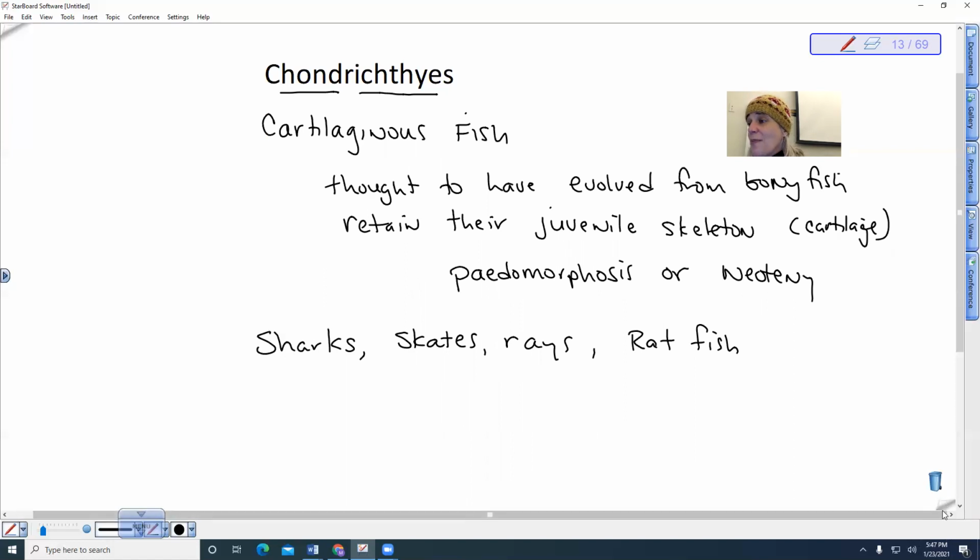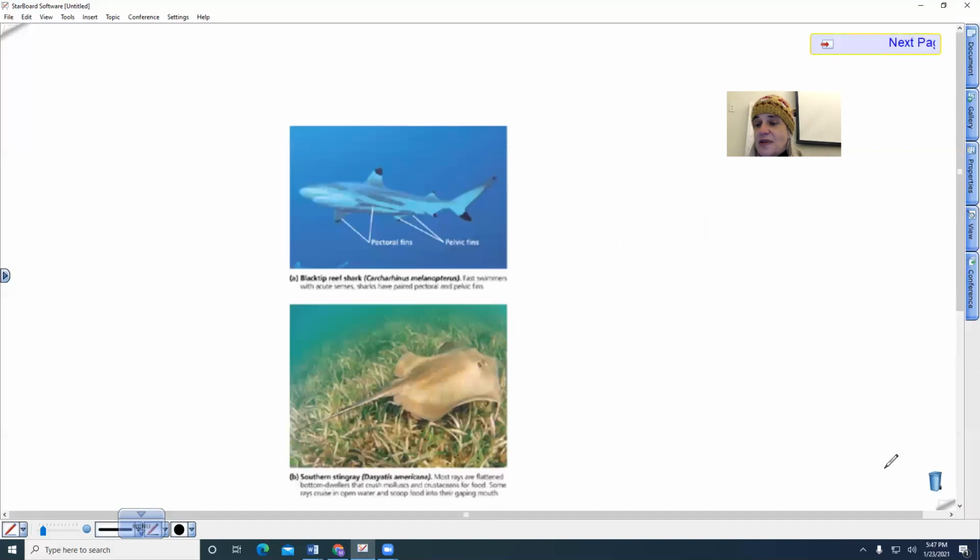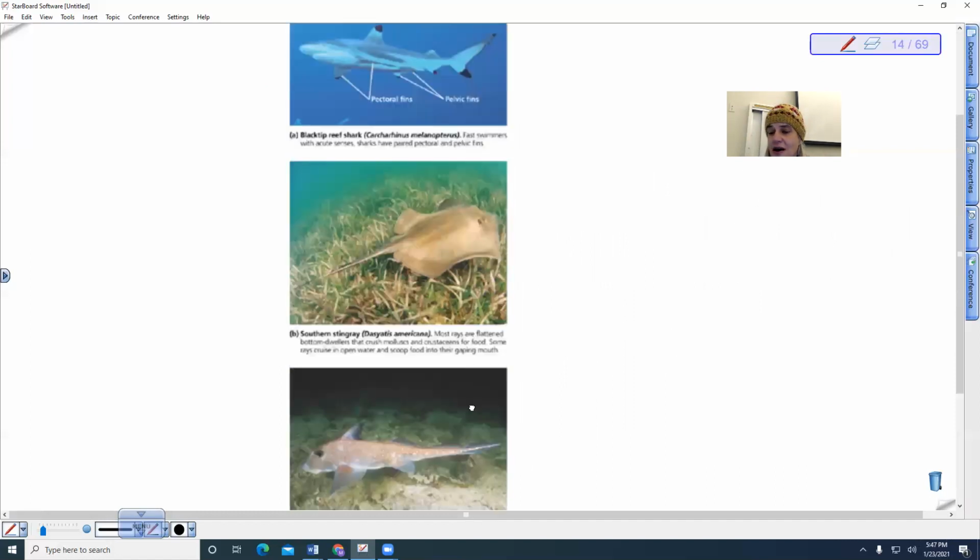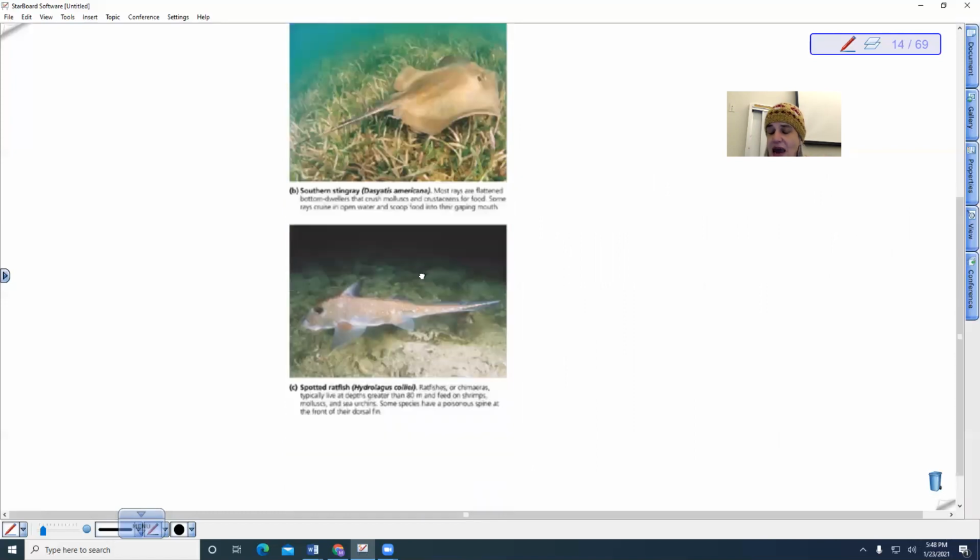So remember that we do have a shark called a whale shark. That is a shark, not a whale. That is a fish rather than a mammal. So let's look at some diagrams or images of these. This is my shark. This would be like a stingray. And this is what a ratfish looks like. They're also called chimeras.